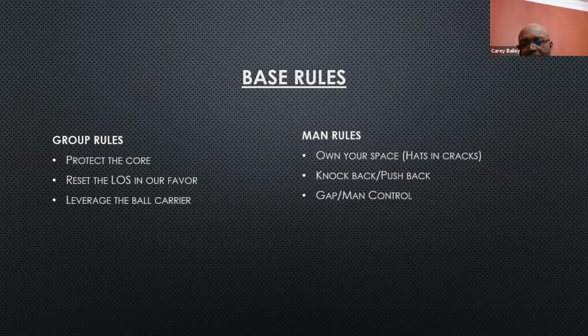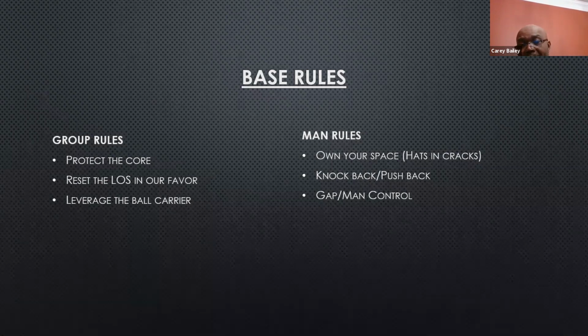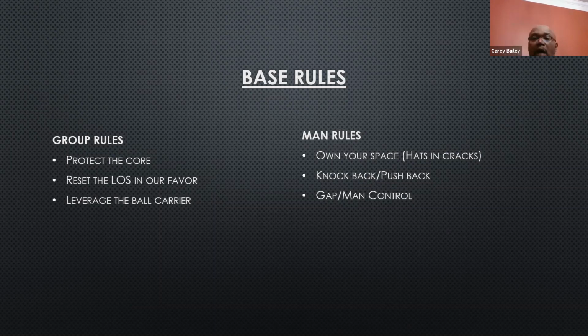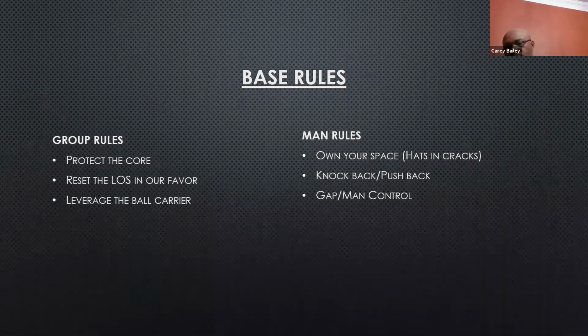Secondly, I want to get knockback or pushback. Okay, knockback is on the initial get off where I'm able to come off and have great leverage and be able to knock that offensive lineman back. Pushback takes place primarily in play action pass situations. I know we're talking about run, but play action pass looks like run on the initial 3 to 4 steps from the offensive lineman. So once I'm engaged, I have to be in a position where I have great leverage and be able to knock that guy back. Because again, that goes back to my group rules of helping me to reset the line of scrimmage in our favor.